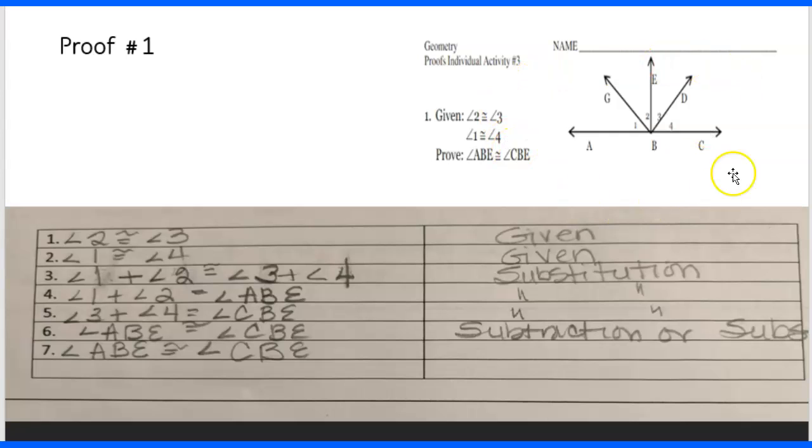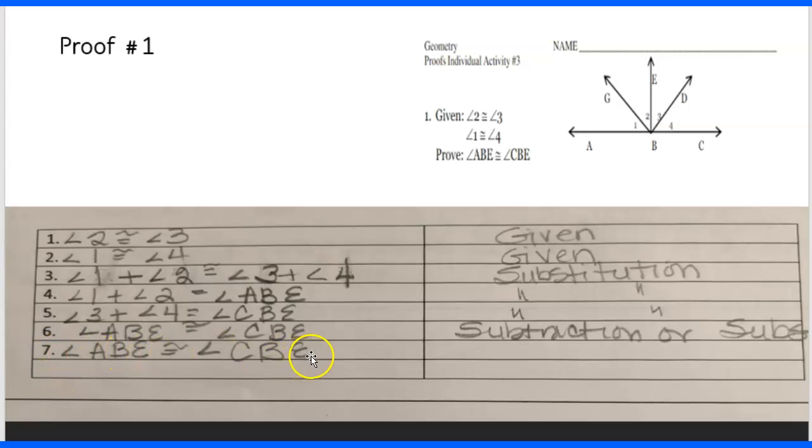What I've done is I've reposted the diagram with the given information, and then I've posted my answers and I will talk you through them. In this one, it tells us that angle 2 right here is congruent with angle 3 right here. If I had a nice little whiteboard, I would make congruent signs just to remind me that 2 and 3 are equal. Then angle 1 is congruent with angle 4. So what they want us to prove is that ABE is congruent to CBE.